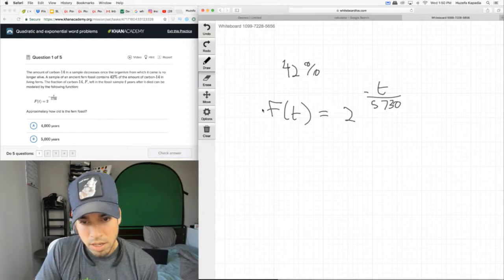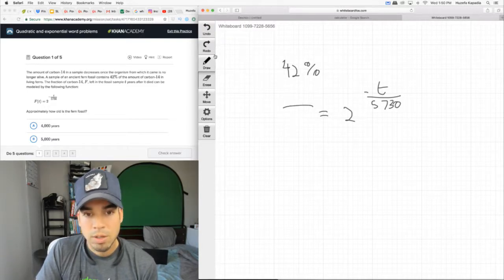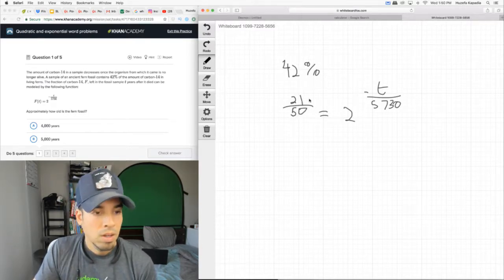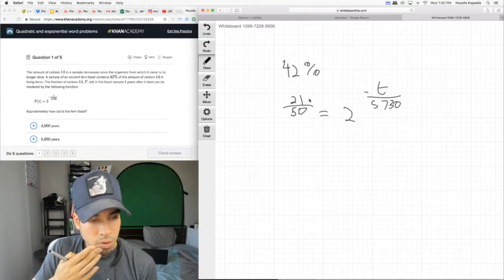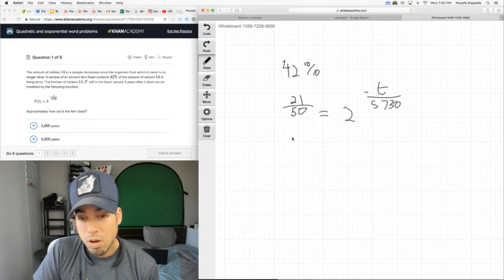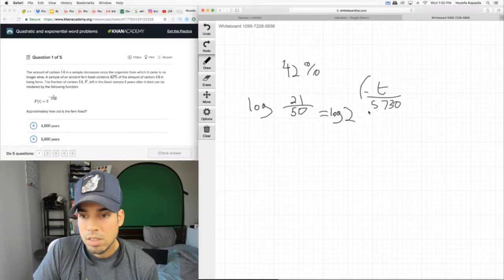Well, it's saying the fraction is 42%, which we can represent as a fraction. Maybe divide the top and bottom by 2, and we get 21 over 50. I don't think that can be reduced anymore. And now we need to solve for T. All right. Personally, I would do logarithms of this. So I would take log of both sides, since we can use a calculator. And this allows us to bring down this exponent over here.